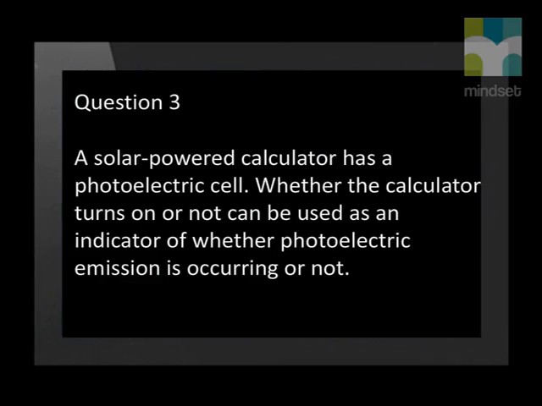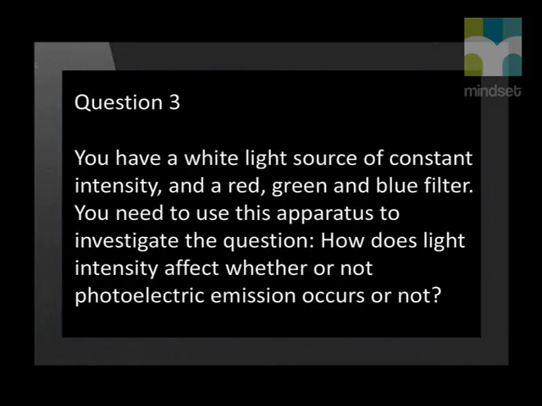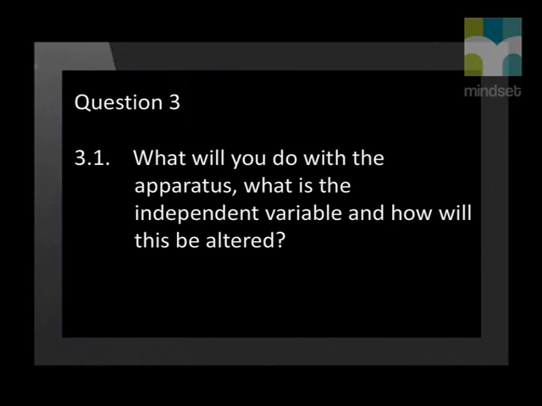A solar-powered calculator has a photoelectric cell. When such a calculator turns on, we know photoelectric emission is occurring. You have a white light source of constant intensity and a red, green, and blue filter. You need to use this apparatus to investigate the question: how does light intensity affect whether or not photoelectric emission occurs or not? What will you do with the apparatus?